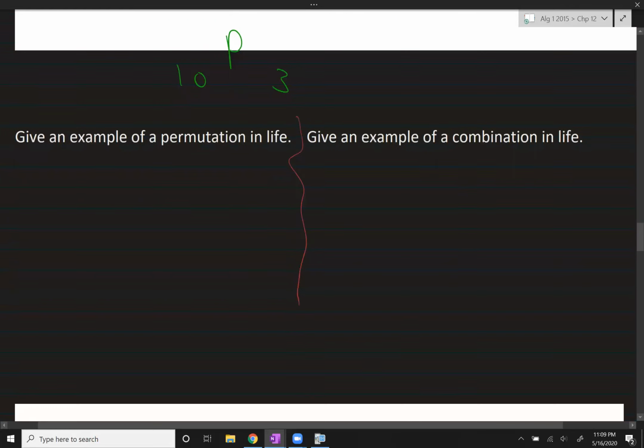All right, here's where we'd like you to give an example of permutation in life. So give me something in which the order matters. And then a combination. Give me something where we just pick something.